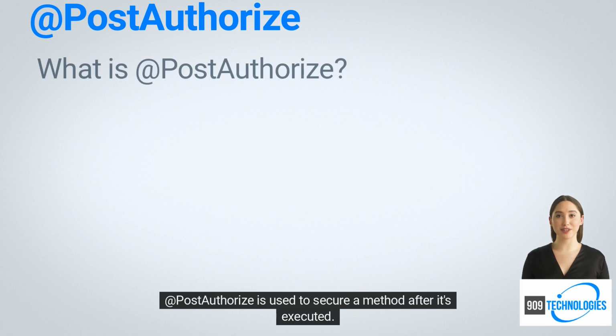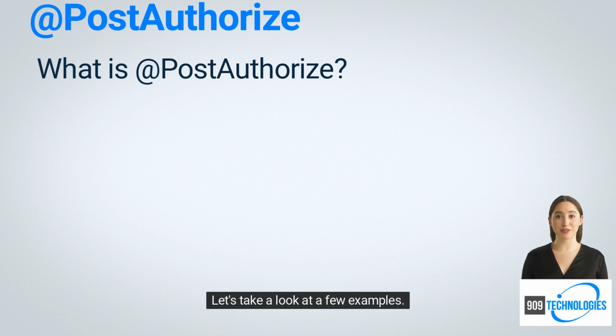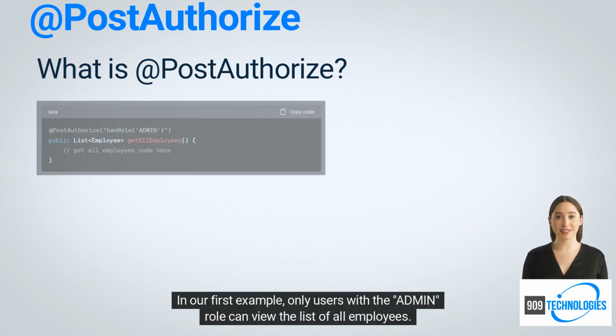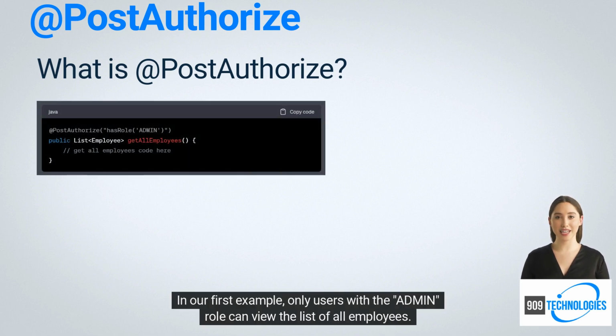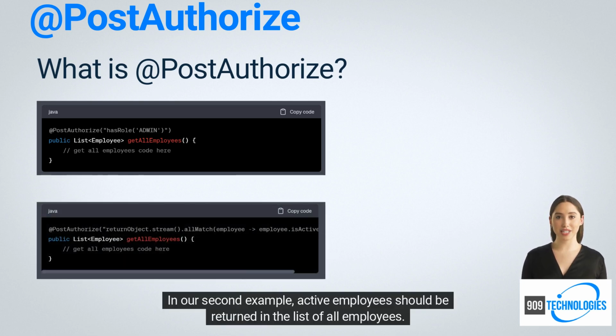Post-authorize is used to secure a method after it's executed. You can use it to check whether the result of a method meets certain conditions before returning it to the user. Let's take a look at a few examples. In our first example, only users with the admin role can view the list of all employees. In our second example, active employees should be returned in the list of all employees.